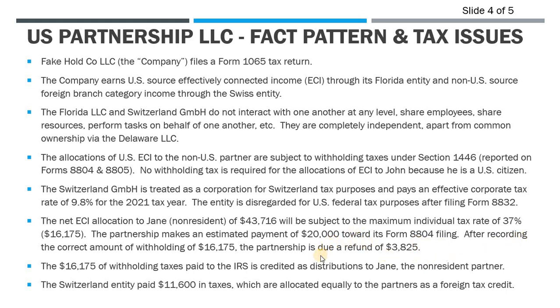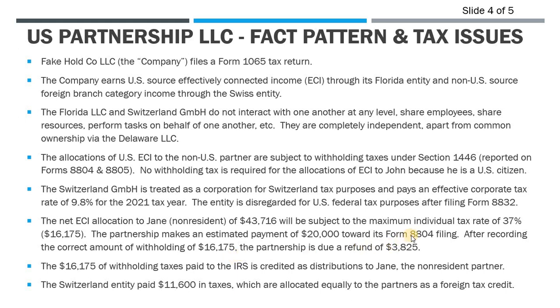Now, the $20,000 was their estimate of what might be enough tax to cover the ECI allocation to John. And so what partnerships will do is, after they make these estimates, they do true-up calculations and figure out how much ECTI was actually allocated to the non-resident. After they figured out the net amount owed, she was going to get $43,716 of ECTI at $16,175.